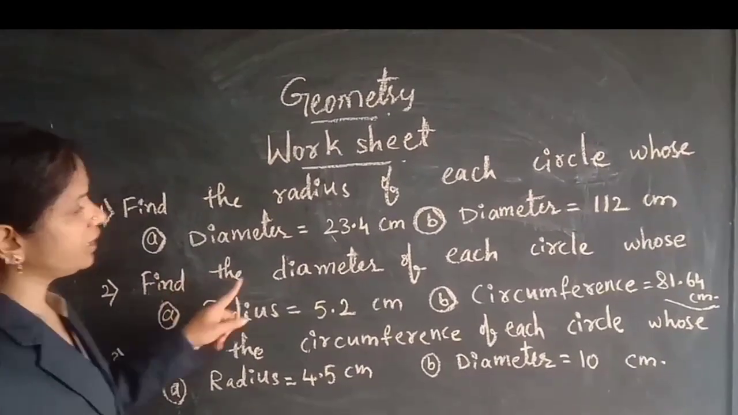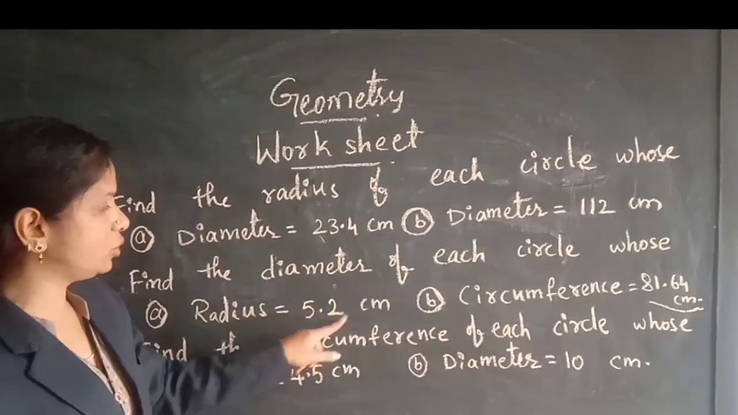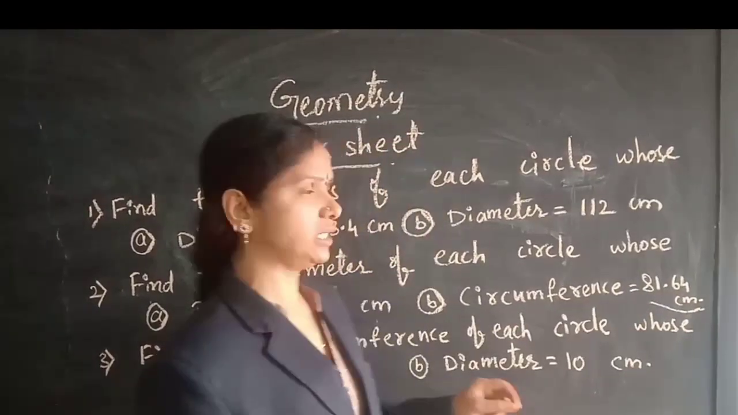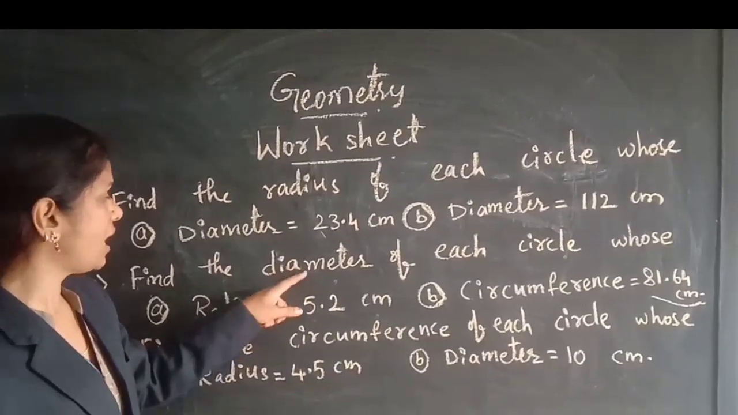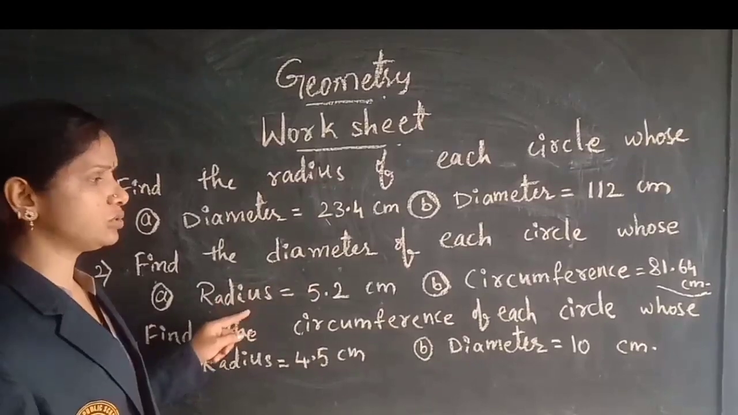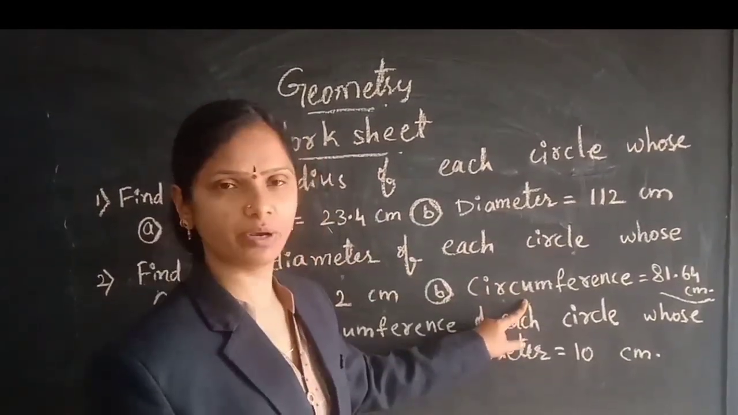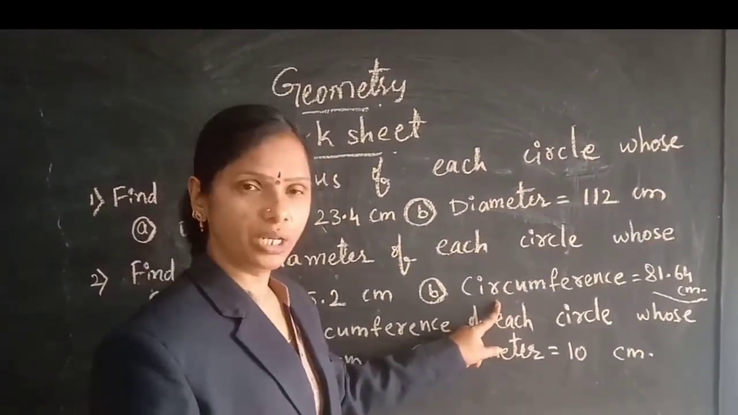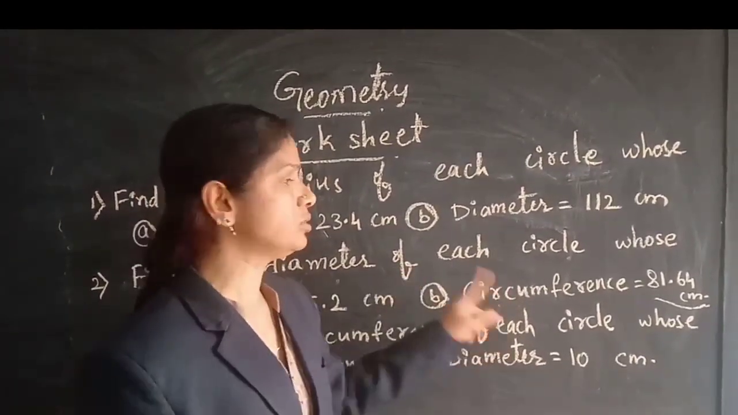Now next one: find the diameter of each circle whose radius is 5.2 centimeters and circumference is 81.64 centimeters. To get the diameter, as I said previously, the diameter and radius relation is diameter is equal to 2 radius. You need to use that formula. Coming to the circumference here, the diameter and circumference relation formula is circumference is equal to 22 by 7 into d, or else circumference is equal to 3.14 into d. You need to use that formula.